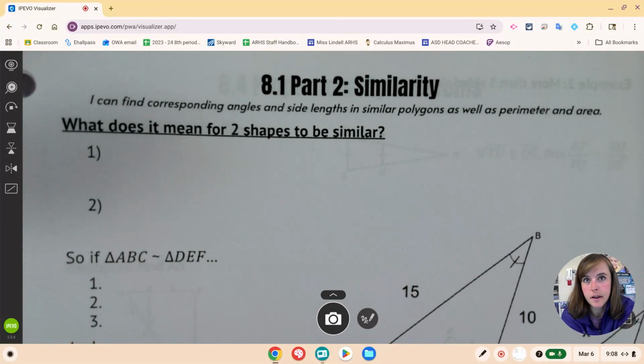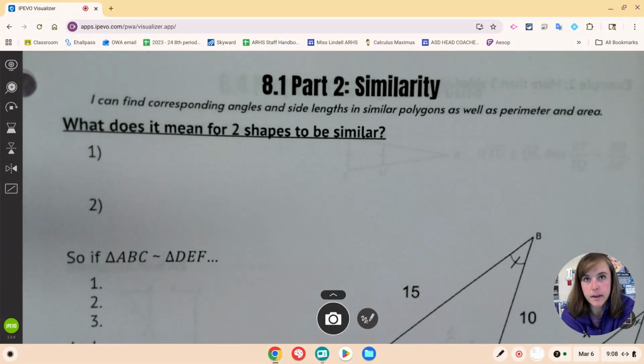Alright guys, so today we're going to talk about similarity, and we've already talked a little bit about similarity in the context of dilations back in chapter 4. So we're going to refresh that, talk about scale factor again and all those things, and then we're also going to talk about how do you find missing sides on shapes that are similar.